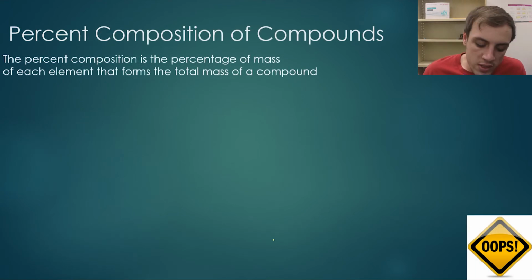Now let's move on to percent composition of compounds. This is a very important and often a very sneaky question that can catch a lot of students off guard. The percent composition is the percent of mass of each element that forms the total mass of that compound. So if we know how much that compound weighs, what is the percent weight of one element versus another?